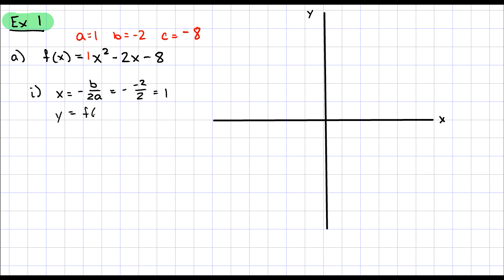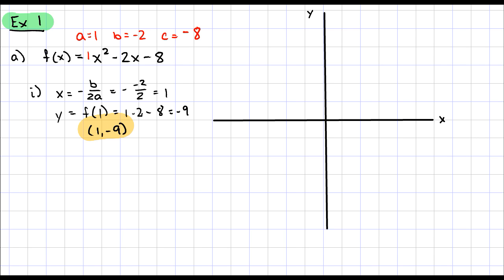So let me clean that up a little bit. I calculate f of 1, which gives me 1 minus 2 minus 8, which would be 1 minus 10, or negative 9. So that's the y-coordinate of the vertex. Okay, so the vertex is the point 1, minus 9.